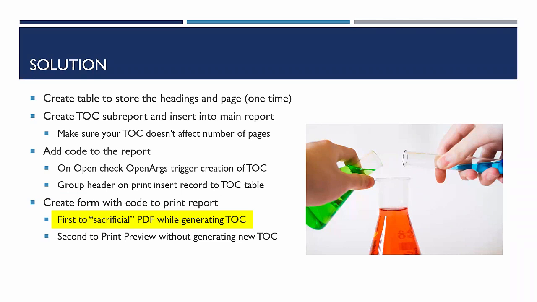The first thing that is done in that code, and this is the whole trick, is you create a sacrificial PDF while generating the table of contents. And then the second section of the code is you actually do a print preview without generating a new table of contents because you've generated it already with a PDF.